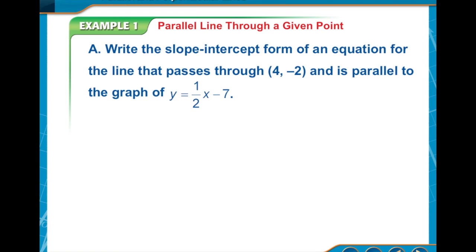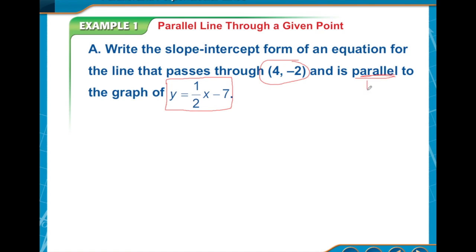So in our first example here, we want to write the slope-intercept form for an equation that passes through this point. So they give us a point. And they also tell us it's parallel to this graph. So what are they really telling us here? Well, they give us a point, so that's okay. That's something to think about. But they tell us it's parallel. The line we want is parallel to this line given.